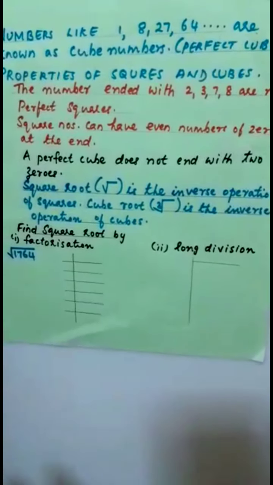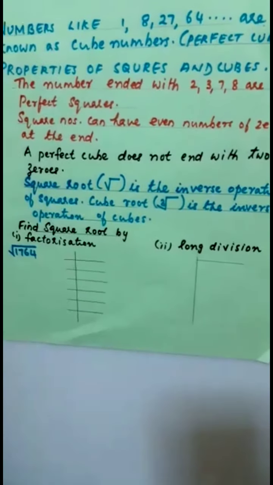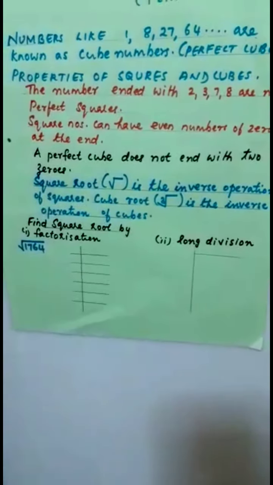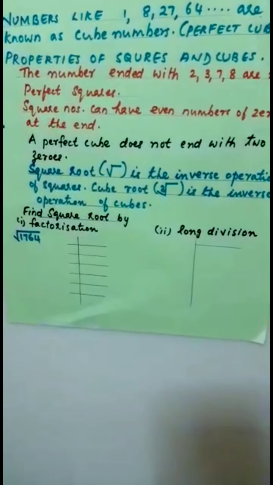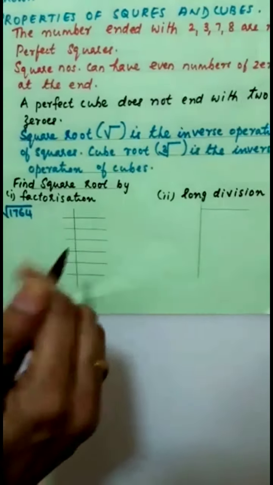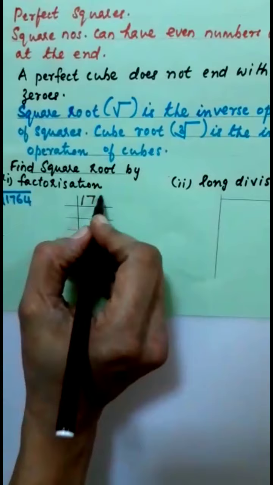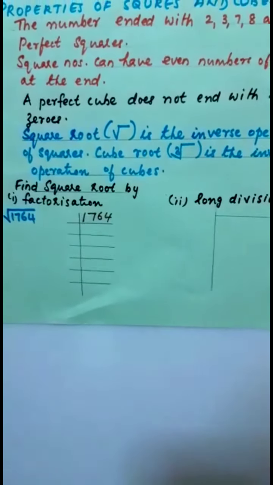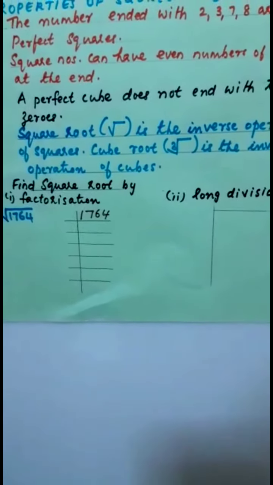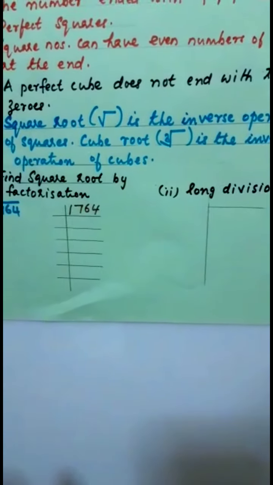For square root, we can follow 2 methods. One is factorization, the other is long division. The factorization you already learned in lower classes. First I am giving you the question: 1764 by factorization. So I am writing 1764. You have to use only prime numbers. This is prime factorization. The prime numbers are 2, 3, 5, 7 like this.